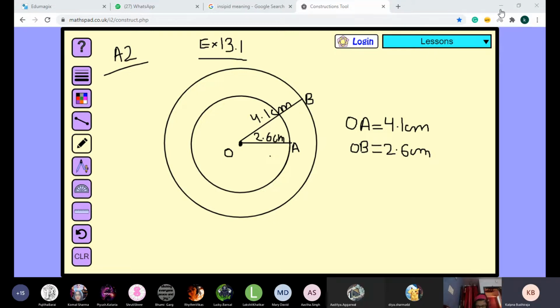They are called concentric circles. Write down the name here. So just now we have learned how to draw concentric circles.